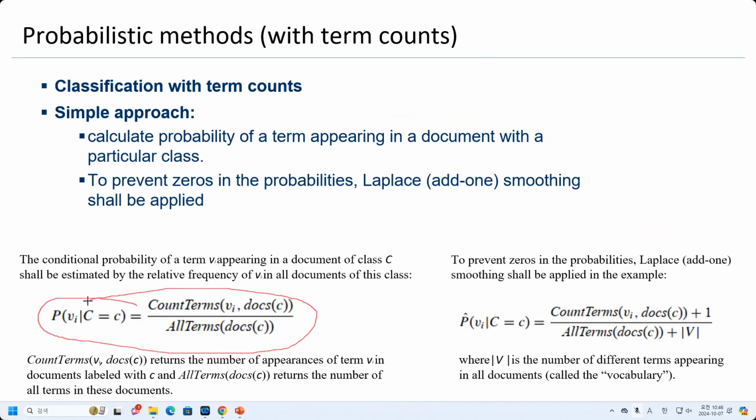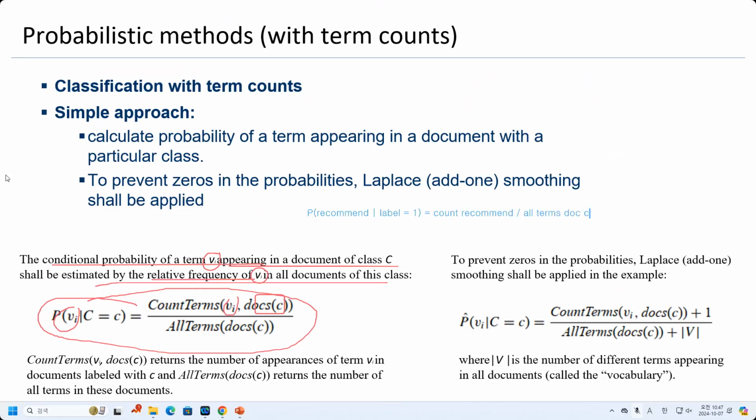This is the formula. The probability of vi. Sorry, vi is the words in the document. So we can have the conditional probability of a term vi, meaning the word appearing in the documents of class C, estimated by this. For example, the probability of the word recommend appearing in label 1 means I want to know how many times the word recommend appears, divided by all terms in the documents of class C.